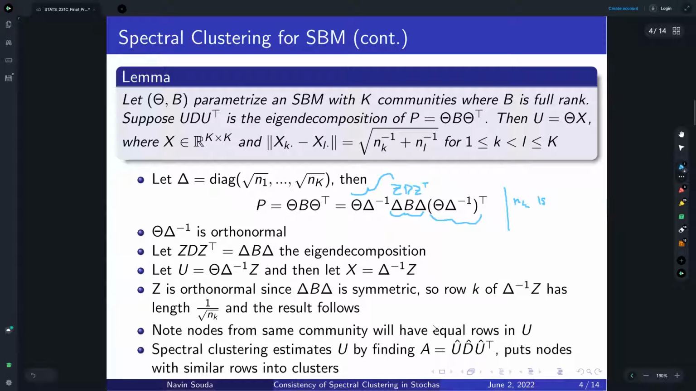So the idea then is that we can think of A as a perturbation of this P. And so we want to estimate U by finding the spectral decomposition of A, which is U hat times D hat times U hat transpose. The hope would be that these nodes that are in the same community, while their rows in U hat won't be exactly the same, will be close enough together that we can use some kind of clustering algorithm to put them into clusters.